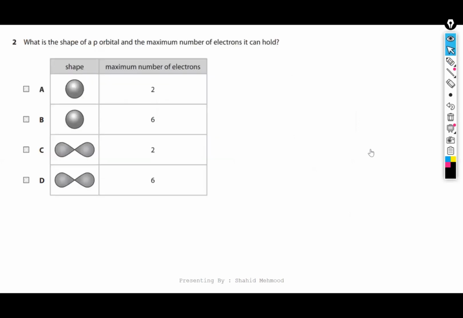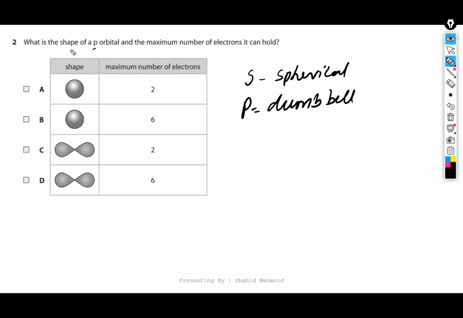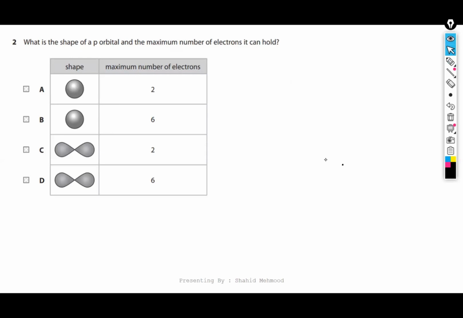Question 2. What is the shape of a p orbital and the maximum number of electrons it can hold? So you know that s orbital shape is spherical, while p orbital shape is dumbbell. So here, p orbital shape and then the number of electrons it can hold. So definitely it is either this or this option, but the number of electrons in an orbital is 2 only, so the correct option is C.